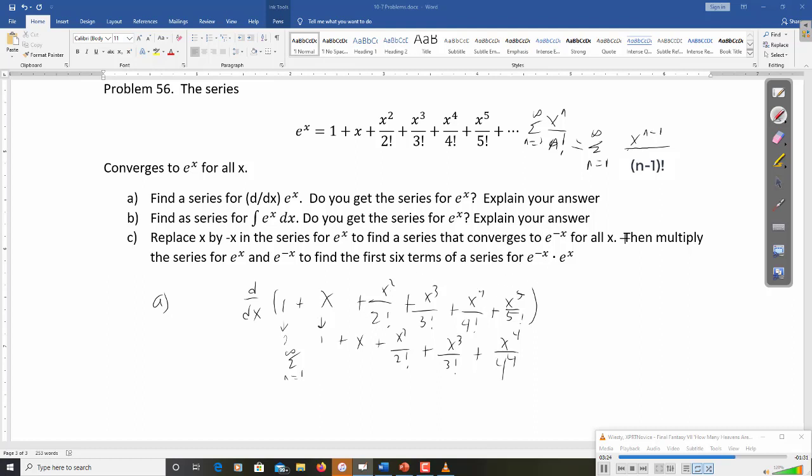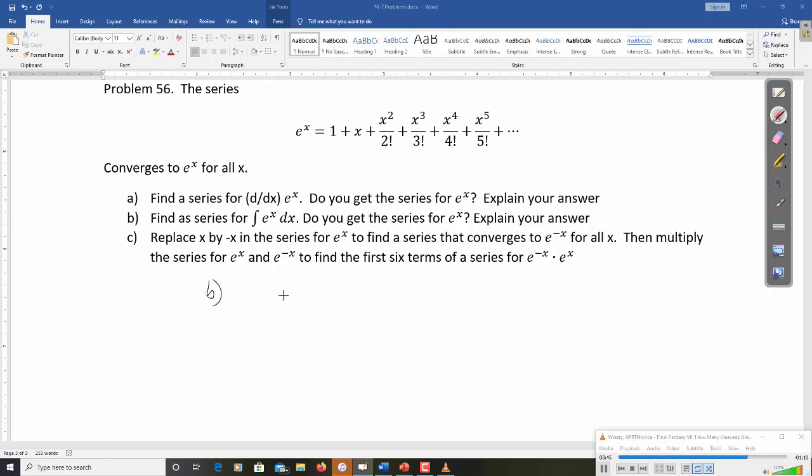So yeah, find a series for the integral. If I integrate it term by term, I will get x + (1/2)x^2 + x^3/(3·2!) + x^4/(4·3!) + x^5/(5·4!) + x^6/(6·5!) and plus a constant. Now note, you can actually figure out that constant has to be 1 because if you plug in 0 for x, we know that has to be equal e^0, which is 1. So this constant has to be equal to 1. So yeah, plus dot dot dot.